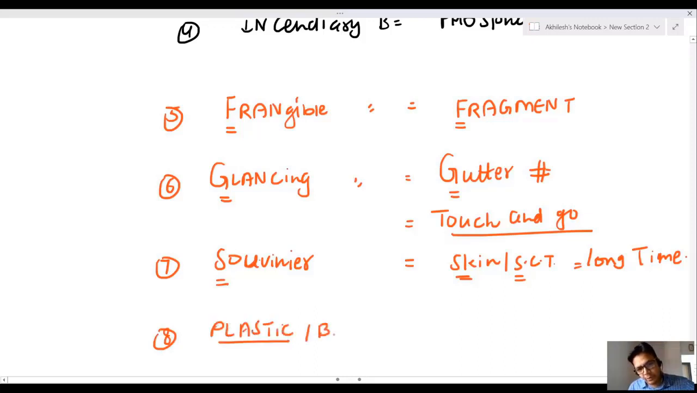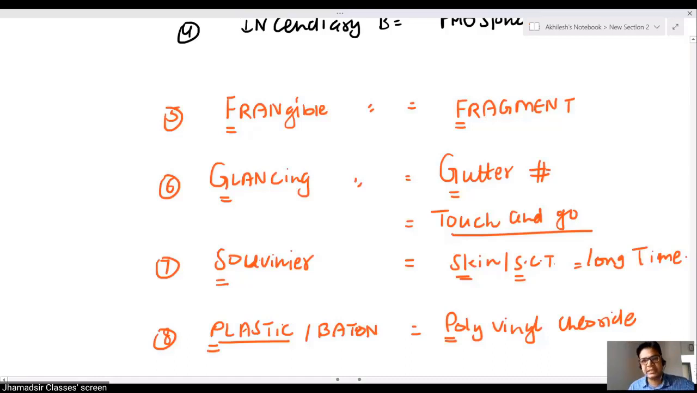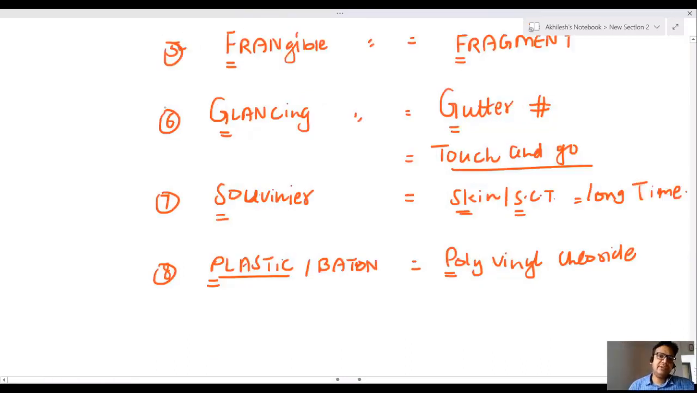Plastic or baton bullet. It is composed of polyvinyl chloride, PVC. So doctor, you can see FFGGSSPP, polyvinyl chloride. This is known as a plastic bullet or baton bullet.